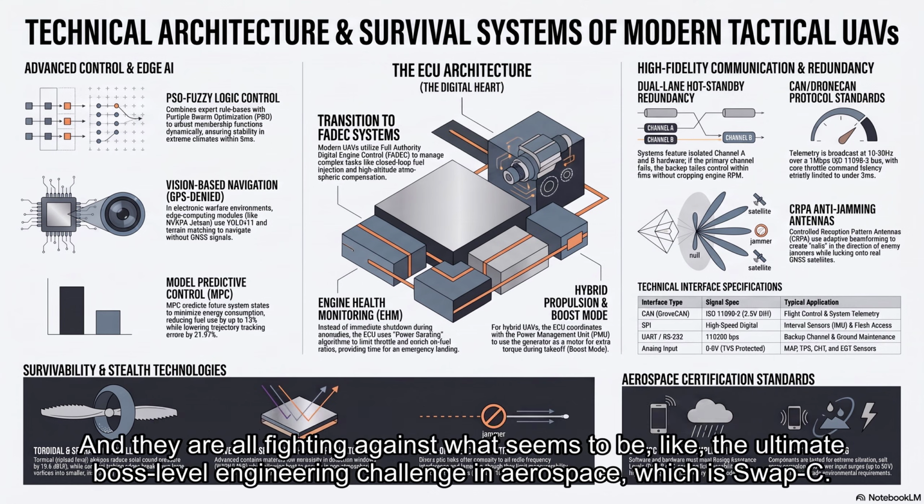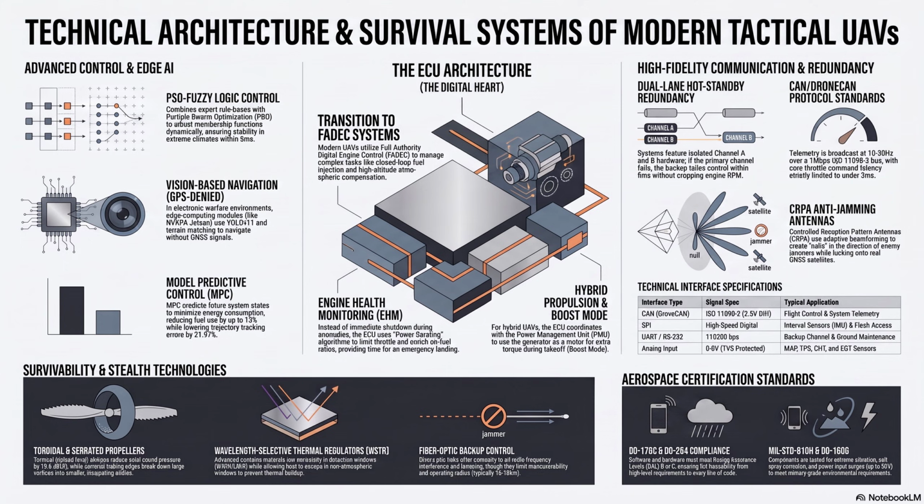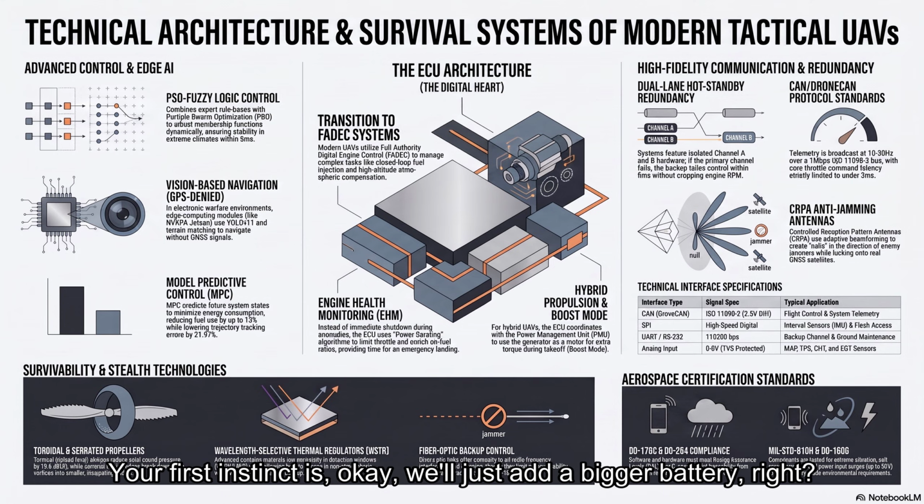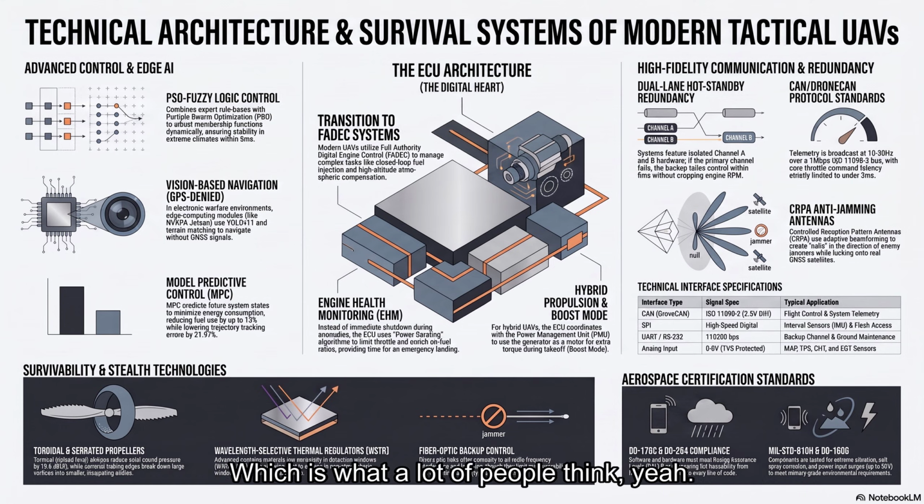And they are all fighting against what seems to be the ultimate boss-level engineering challenge in aerospace, which is SWaP-C. Yeah. Size, weight, power, and cost. It's the inescapable gravity of aerospace design. Right. So imagine for a second that you want a drone that can fly for, say, 10 hours to patrol an oil pipeline. Your first instinct is, okay, just add a bigger battery, right? Which is what a lot of people think, yeah.